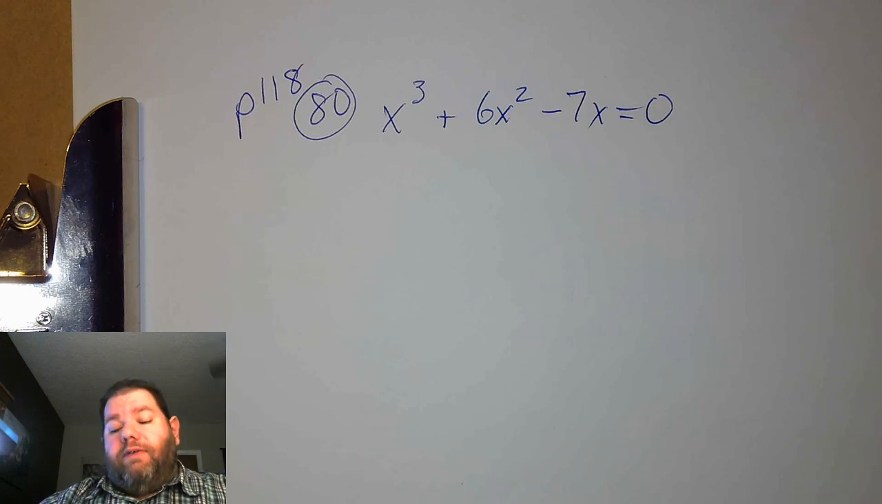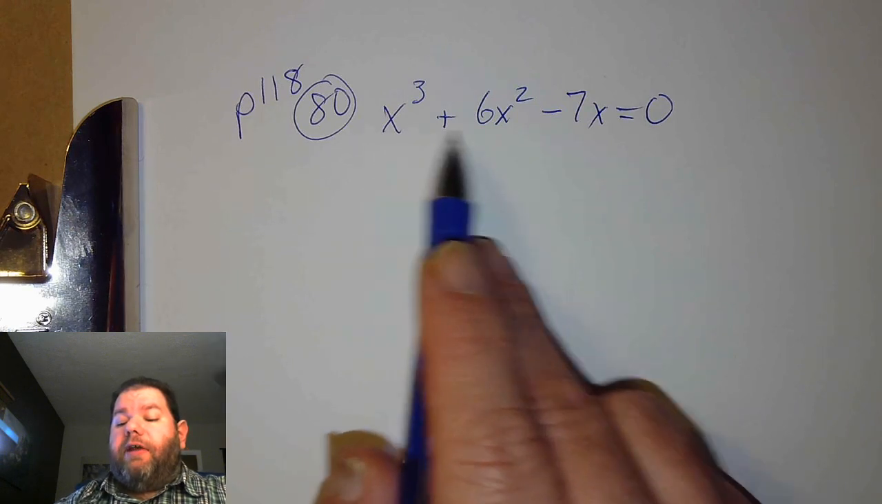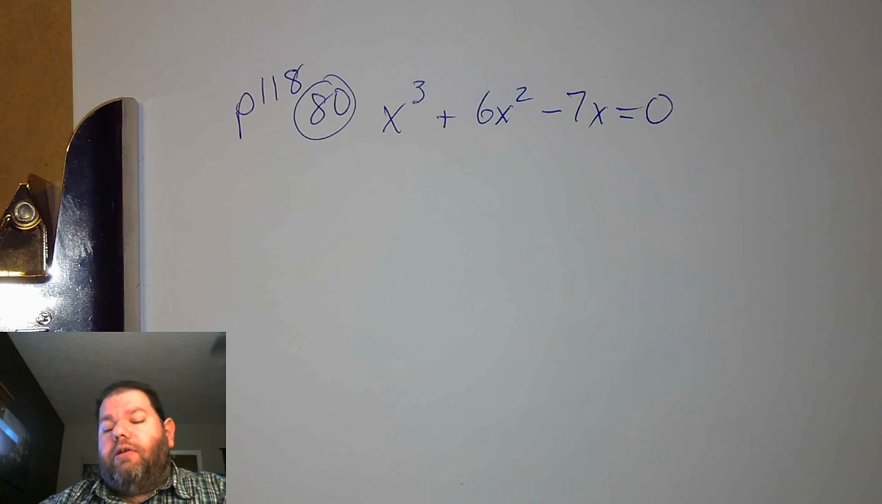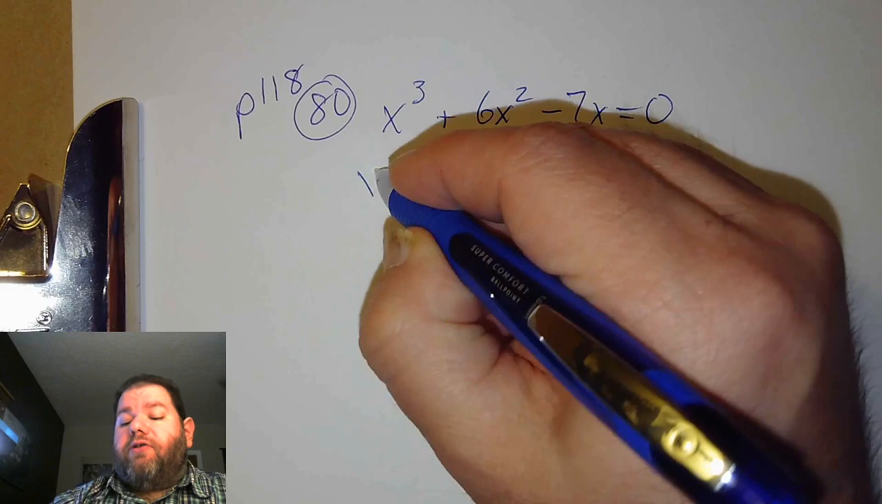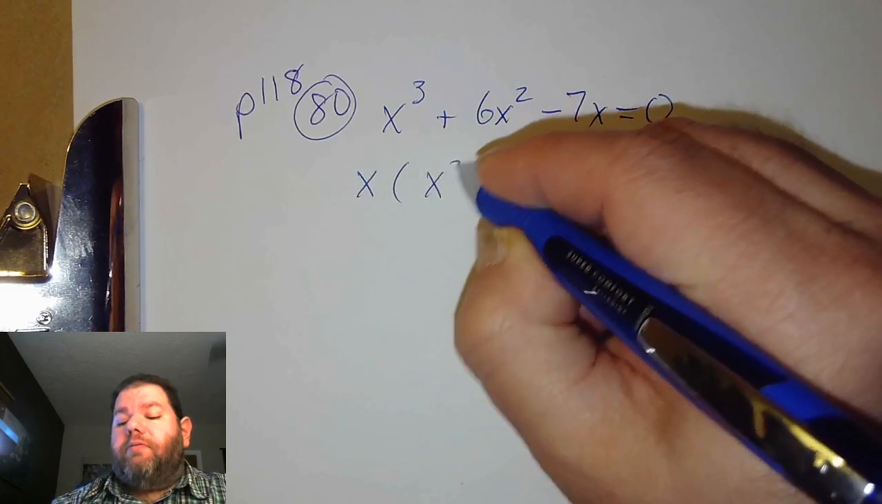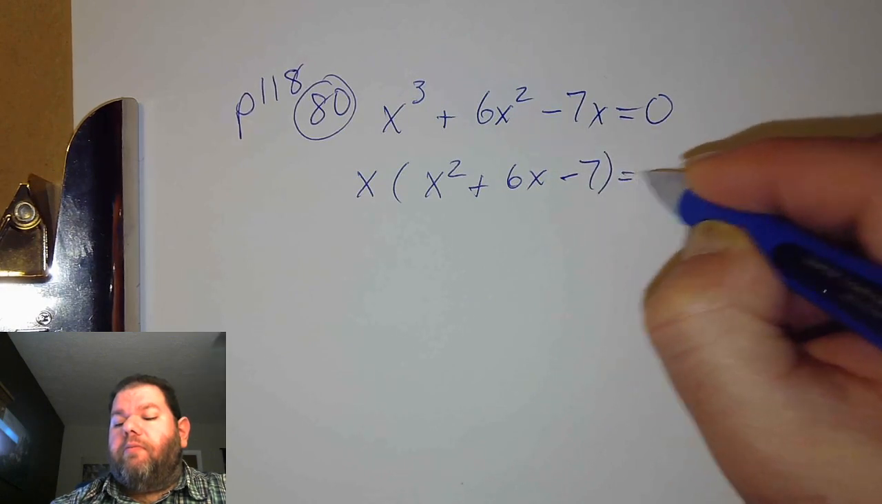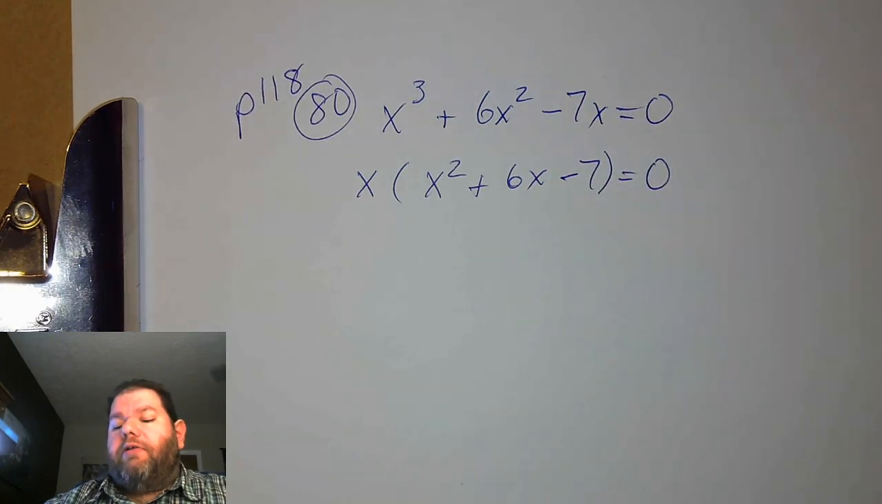Now, this first example is not a drastic change because hopefully the first thing that we notice with this equation is that all of our terms have at least an x in them. So we start off having a common factor of x. We can factor that out. So we take out an x from each term. That leaves x squared plus 6x minus 7 in parentheses.